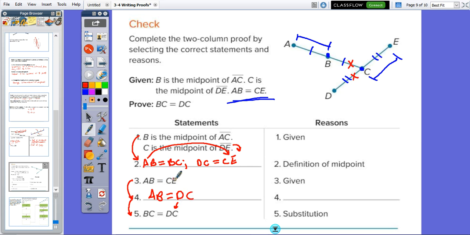Now, what did we just do? We changed CE with DC. By changing it, we did what is called substitution. I'm going to shorthand it, but you have to write it out every single time: substitution. And then what did they do one more time? They substituted AB with BC. So that's another substitution. You can have the same reason happen twice. It's just that we wrote it to do different things. You can see AB is substituted here first and then substituted over here second. So that's how this problem worked.